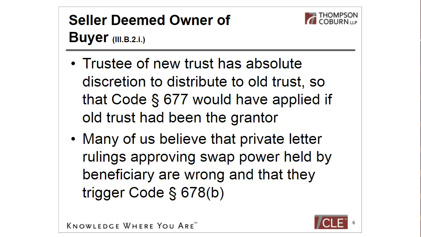And Code Section 678(b) says that if the grantor is the deemed owner, and the beneficiary is the deemed owner, then the grantor's deemed ownership supersedes the beneficiary's deemed ownership. And that would be very bad because we want the old trust to be deemed to own the new trust. And if the grantor of the new trust is the deemed owner instead, then you're not going to have a transaction between two entities that are treated as one. You'd be having a transaction between the old trust and the grantor of the new trust. So I do not use a swap power here.